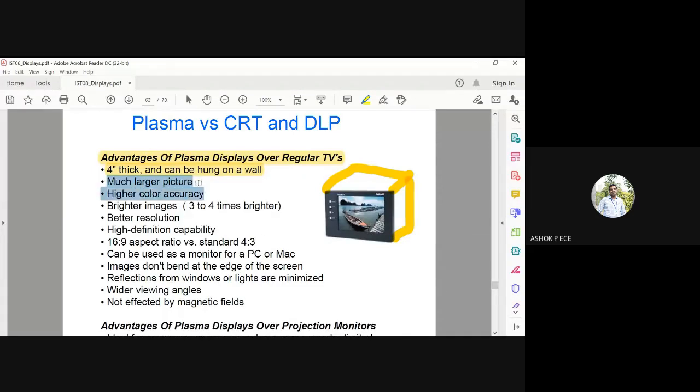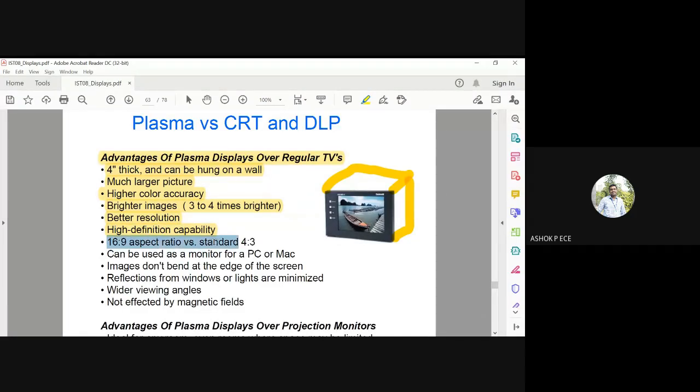So a much larger picture can be projected. The color accuracy is very high because I'm going to use phosphors. Brighter images are obtained, 3 to 4 times brighter. You have better resolution. The high definition capability, HD, you can also possibly incorporate into this.